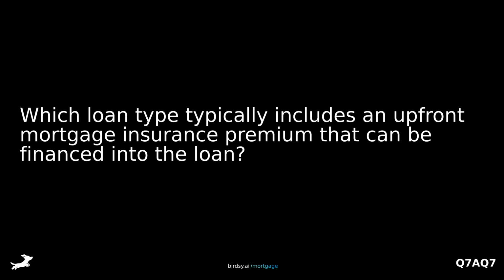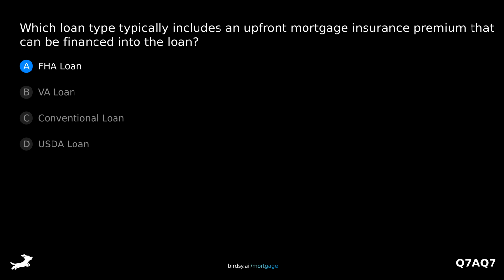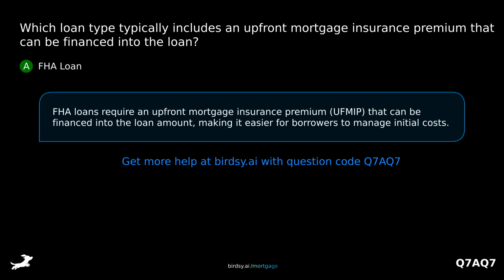Which loan type typically includes an upfront mortgage insurance premium that can be financed into the loan? Is it A, FHA loan, B, VA loan, C, conventional loan, or D, USDA loan? The answer is A, FHA loan. FHA loans require an upfront mortgage insurance premium that can be financed into the loan amount, making it easier for borrowers to manage initial costs.